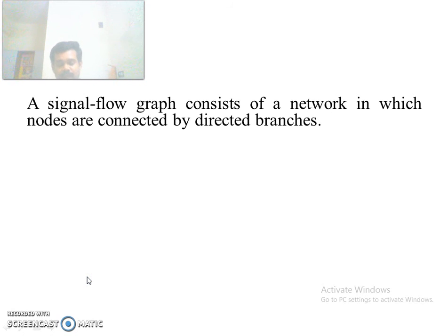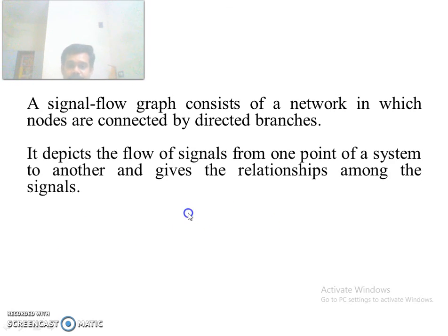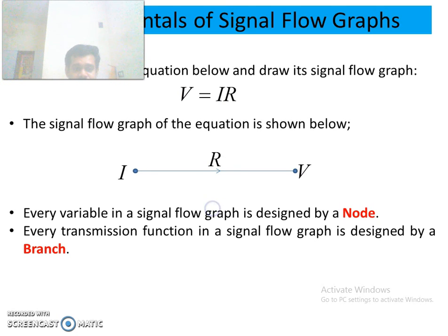Now, the signal flow graph has a network in which nodes are connected by directed branches. So in a signal flow graph, you will have a network with nodes and branches, where the nodes are connected by branches. And as I already told, it depicts the interrelationship between the signals, and the flow of signals from one point of the system to another.